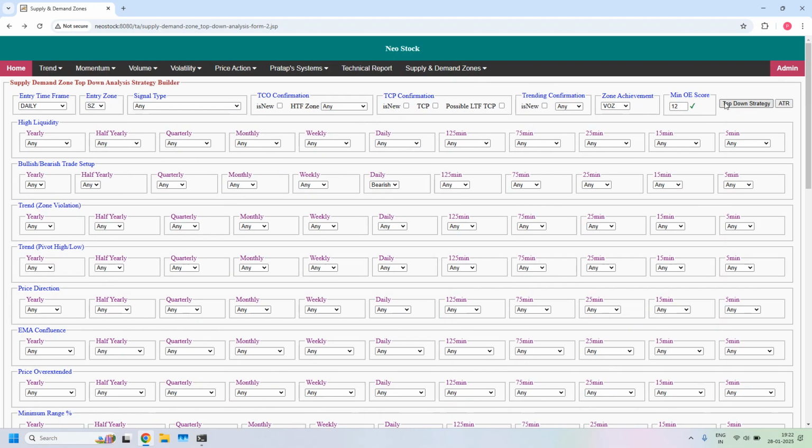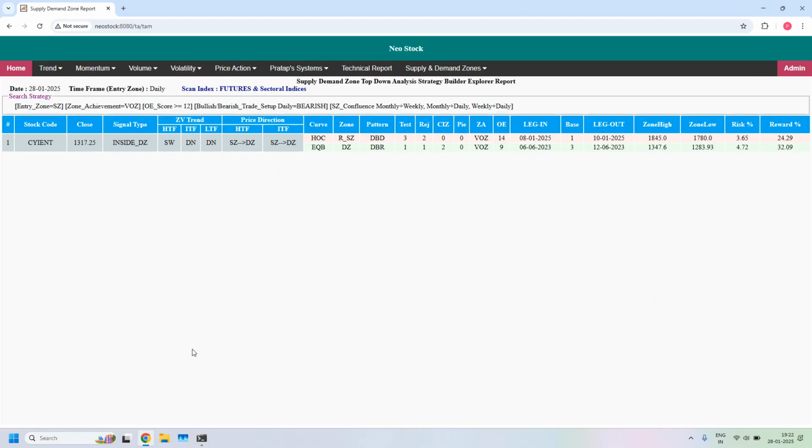With all the 3 filters enabled, we got 1 stock. So in this stock, daily zone is part of the weekly zone, both together part of the monthly zone. And monthly trend is sideways. So we need not look for EMA confluence because it does not give any advantage. Okay, this is about bearish trade setup for monthly income trade.